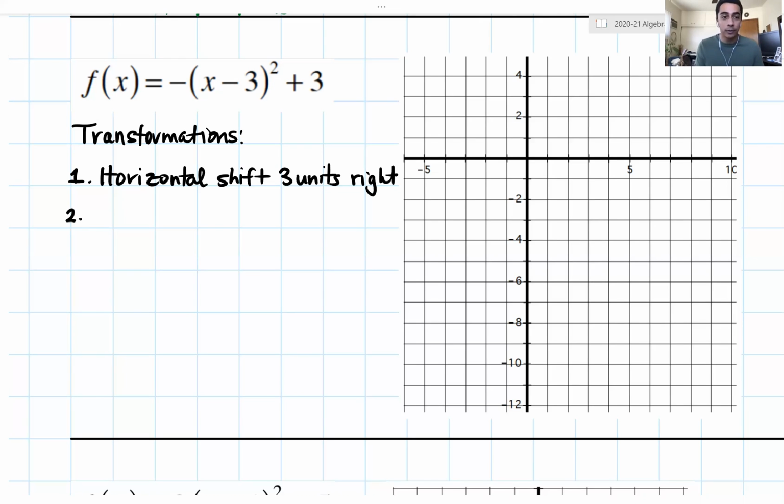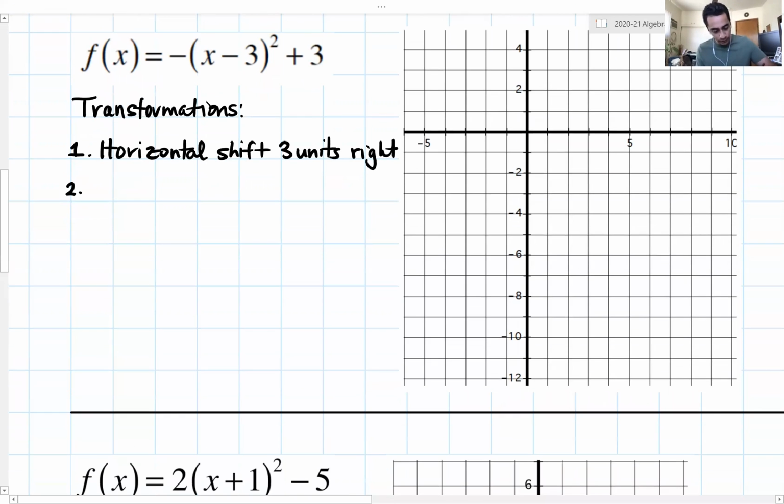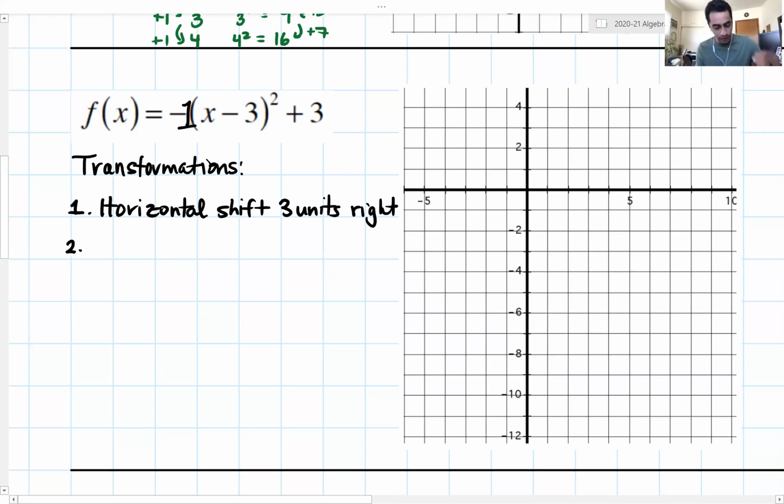So again, same question. Can you compress if you multiply by 1? No. So sometimes you won't have to mention any compression or stretching. In this case, although I have a negative in front, there is no a value besides 1. So then I don't describe the stretching or the compression. Okay, so you can just skip that.